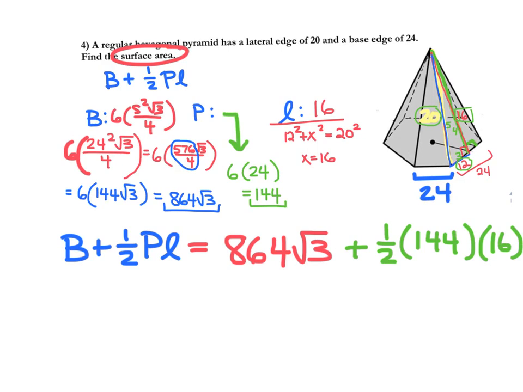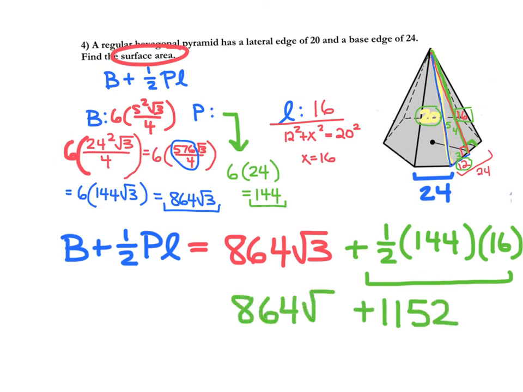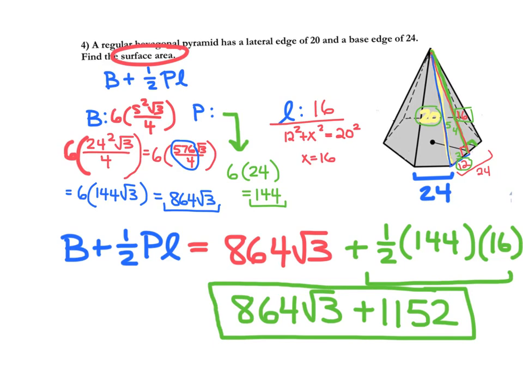All right. This ends up being this green part, 1,152. And so we get 864 root 3 plus 1,152. And that's the answer. You can leave it like that. Again, this is from that practice worksheet before worksheet 1. The reason I chose this, you guys, is for an example on finding the slant height and also using the hexagon. Okay, so that's it.